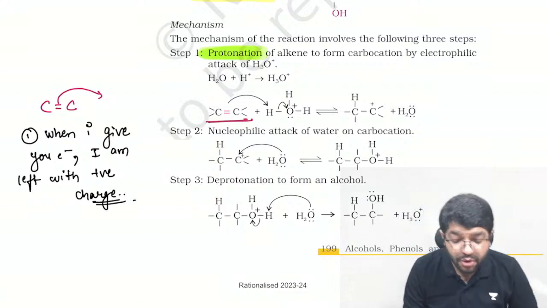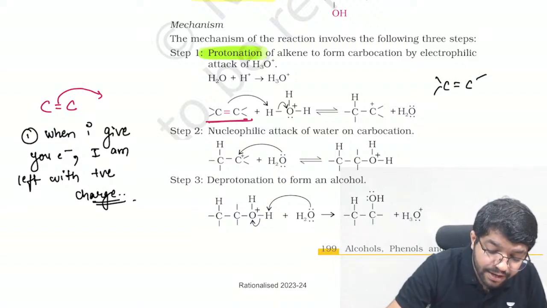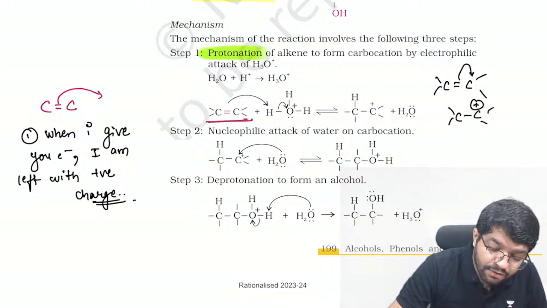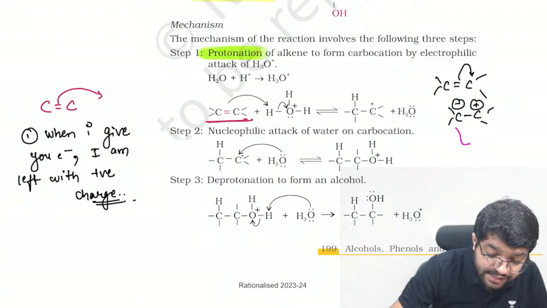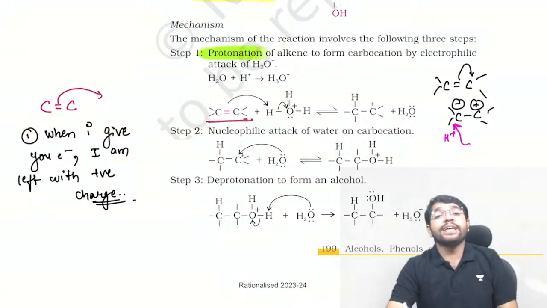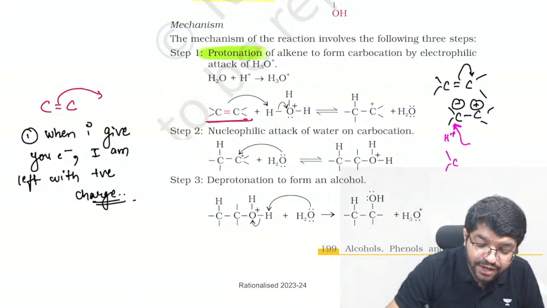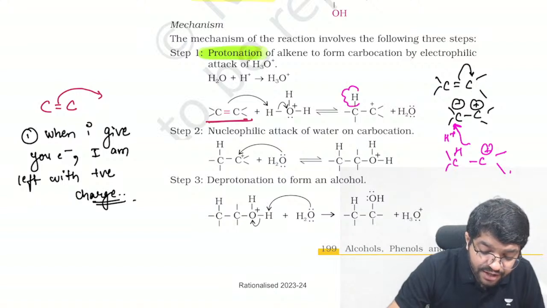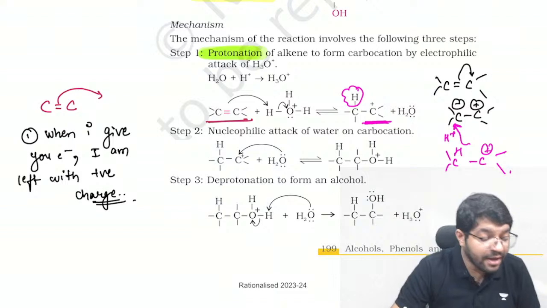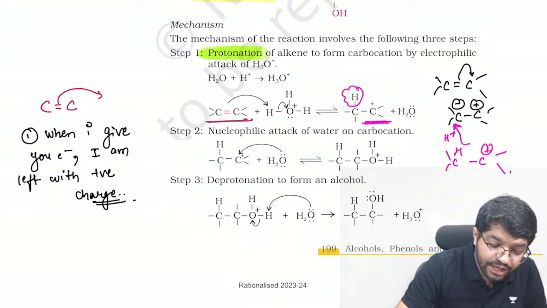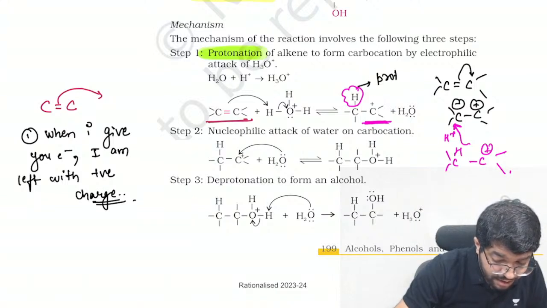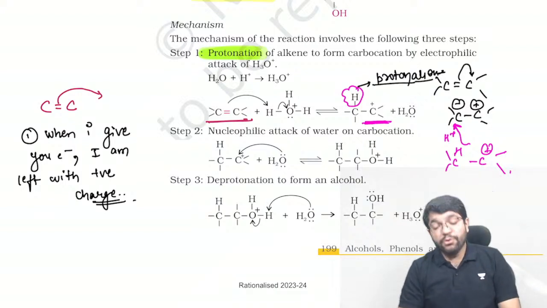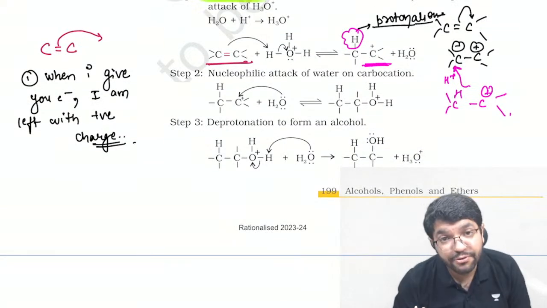Now, how does it go? Sir, it's gonna be, say, double bonded carbon. It's sort of like this, plus minus. You see here, plus and minus. Now, on this minus, the H plus attacks. So, what you are left with is an H here and a carbon with a positive charge. Remember, the addition of this H is called protonation.